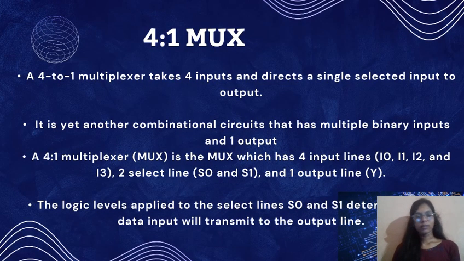What is a 4 to 1 mux? In the previous slide I told you, 4 means 4 inputs and 1 output, and it has 2 selection lines. So a 4 to 1 multiplexer takes 4 inputs and directs a single selected input to the output. It is another combinational circuit that has multiple binary inputs and 1 output. A 4 to 1 mux has 4 input lines I0, I1, I2 and I3, 2 select lines S0 and S1, and 1 output line Y.